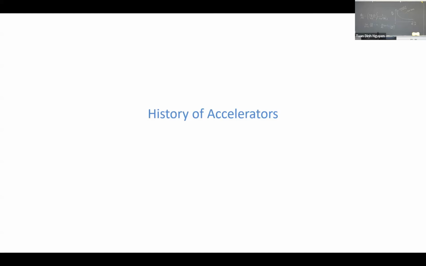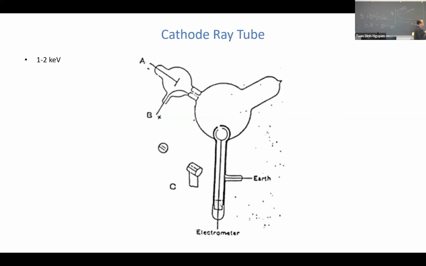There'll be a follow-up presentation later on detectors. This is just to accelerate, and then you need detectors to actually see them, but we won't talk about them until later. Okay, so the first kind of accelerator would be a cathode ray tube.